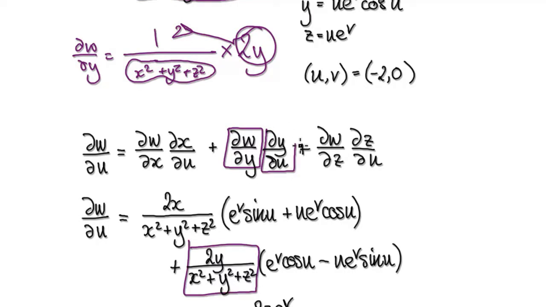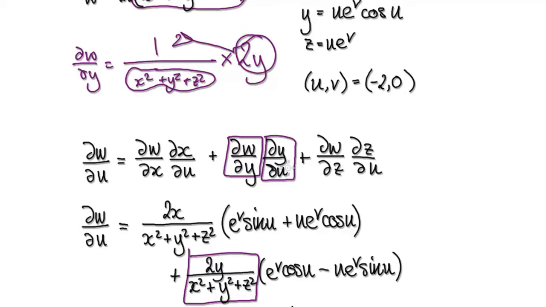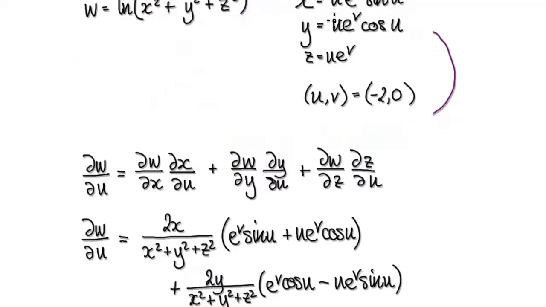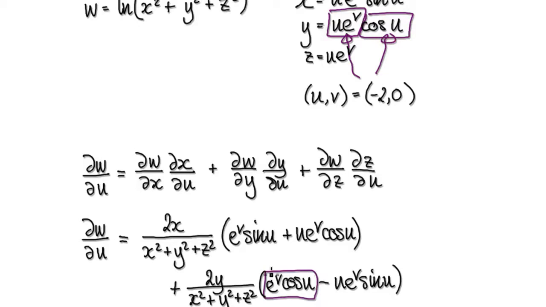Now find the partial derivative of y with respect to u. For this part, go back to here and take the partial derivative of y with respect to u. This will be a variable and this will be a variable, so therefore we've got to use the product rule again. The product rule is differentiate the first, leave the second alone. That will give you this thing, and then leave the first alone, differentiate the second. That will then give you this.